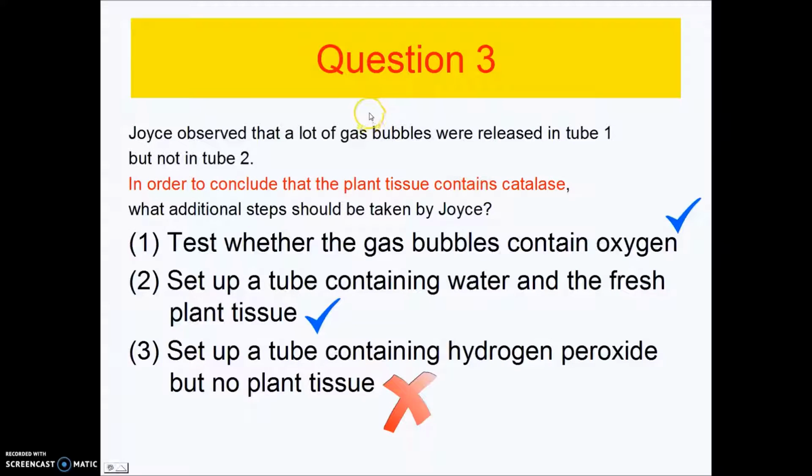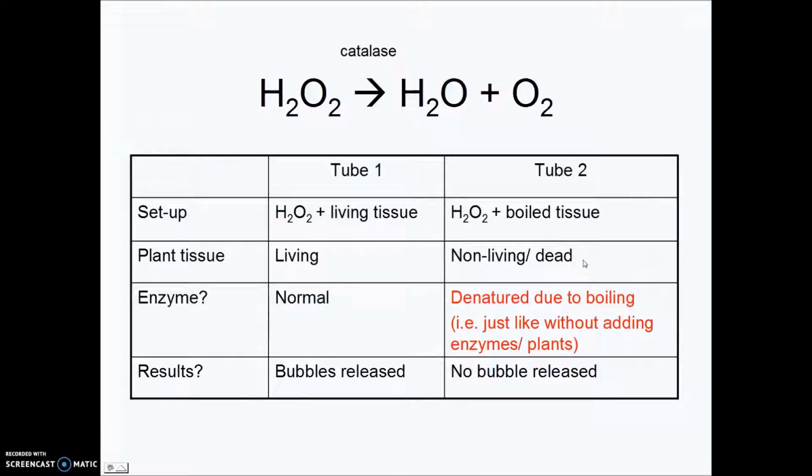So let's take a look at question 3. The student observed that a lot of gas bubbles were released in test tube 1 but not in test tube 2. The question is that in order to conclude that the plant tissue contains catalase, what additional steps should be taken? Step 1, option 1 is correct because what we are going to measure is the product, and this time the product is oxygen. So just take a look at the overall equation.